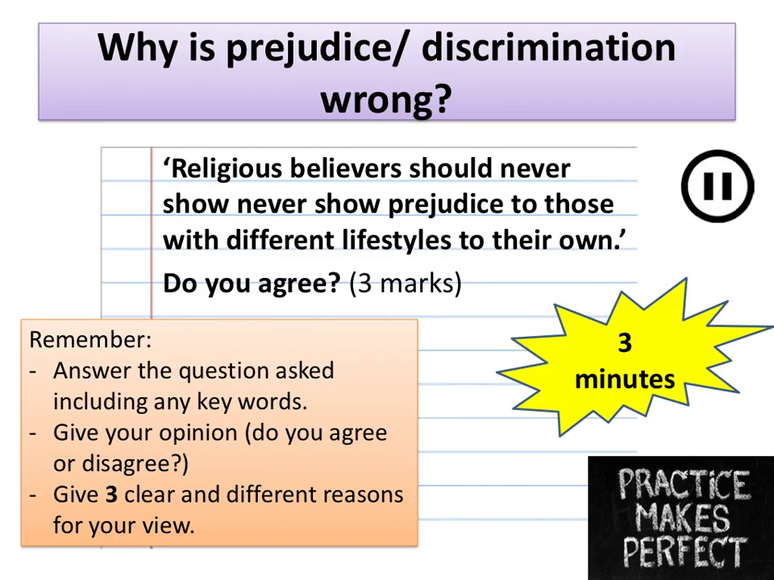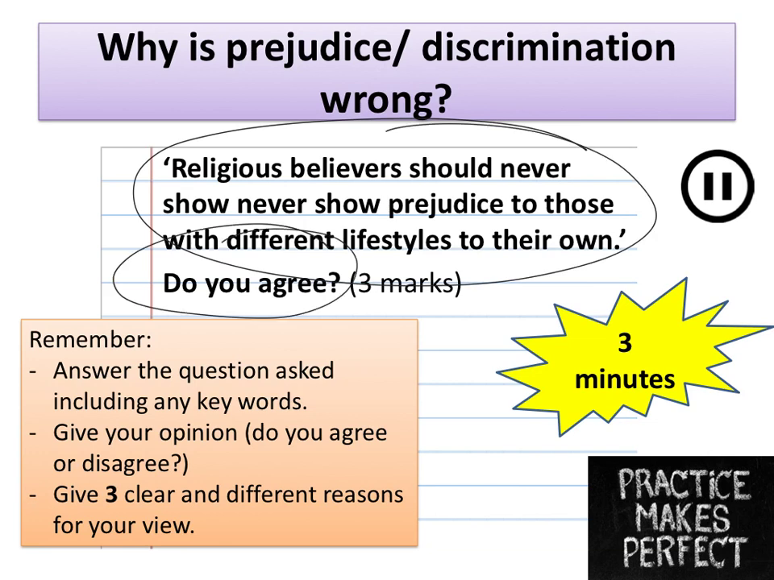Time for us to practice a 3-mark exam question. It's based around the idea of prejudice and discrimination being wrong. The question is, religious believers should never show prejudice to those with lifestyles different to their own. Do you agree? Remember, for a 3-mark exam question, you'll always be given a statement and you'll be asked whether you agree with it or not.